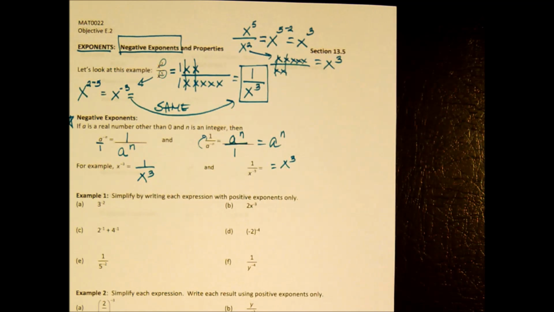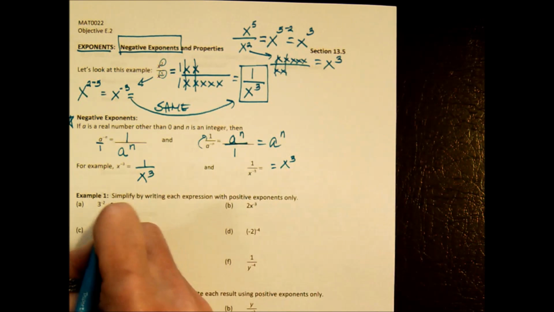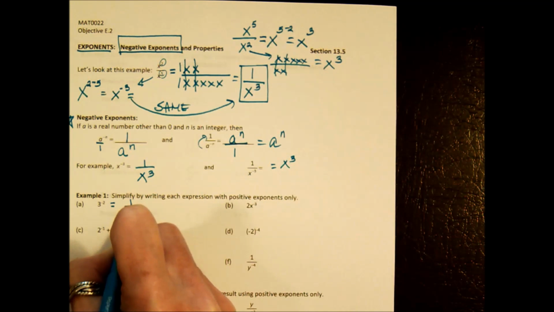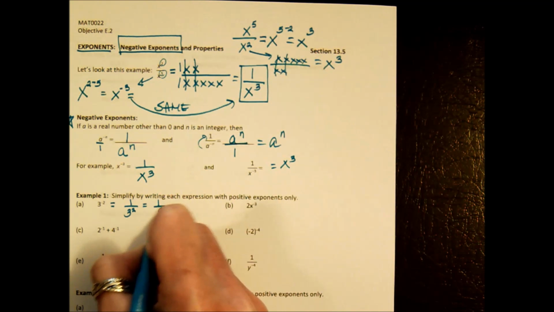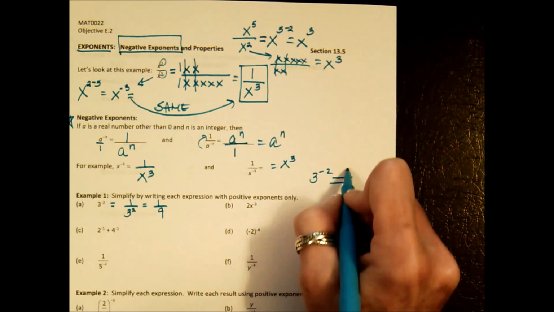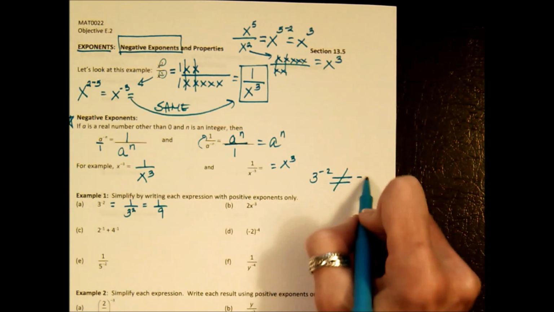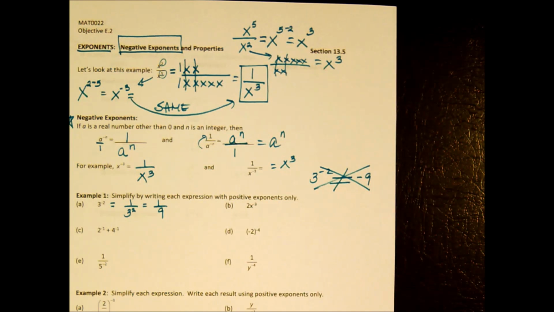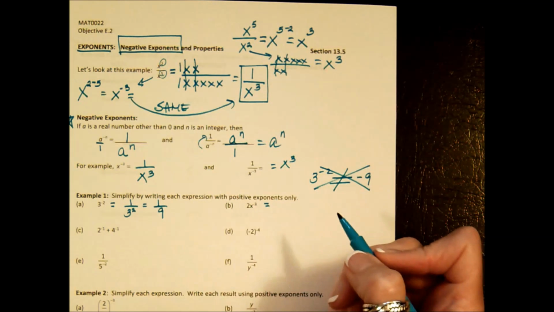So let's try a couple. It can be tricky. This means 1 over 3 squared, or 1 over 9. Let me write this over on this side. It does not mean negative 9. It has nothing to do with a negative number. It means reciprocal.